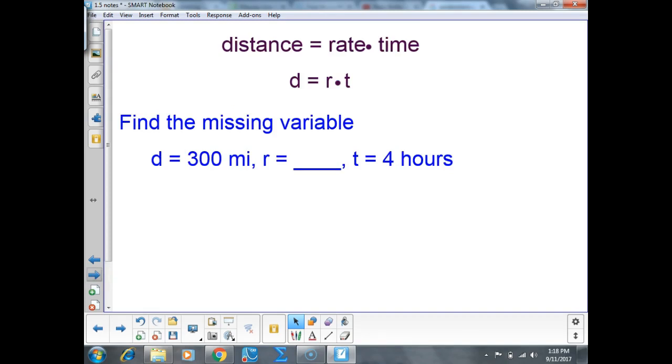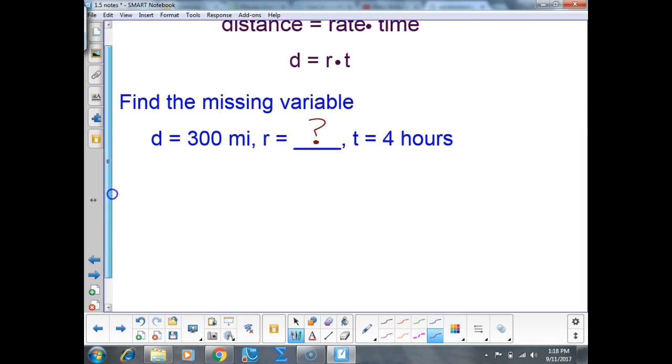So, distance equals rate times time. D equals R times T. I'm sure that you've probably seen it at some point in time. How far you go is dependent on how fast you are going and how long you are going for. So, distance is equal to rate times time. So, if it says find the missing variable, D equals 300 miles, R equals, we'll put a big old question mark there, and T equals 4 hours.